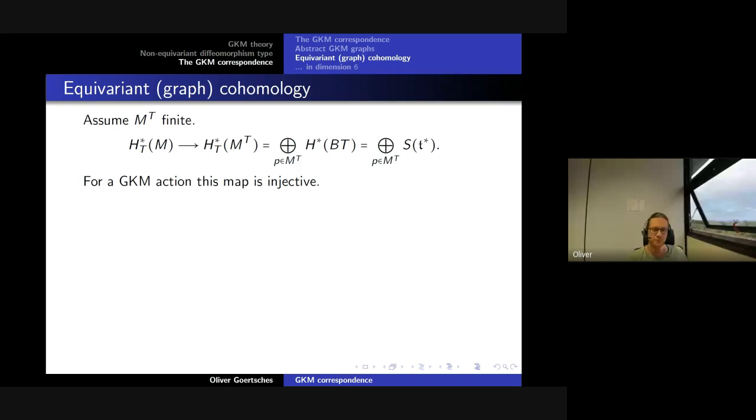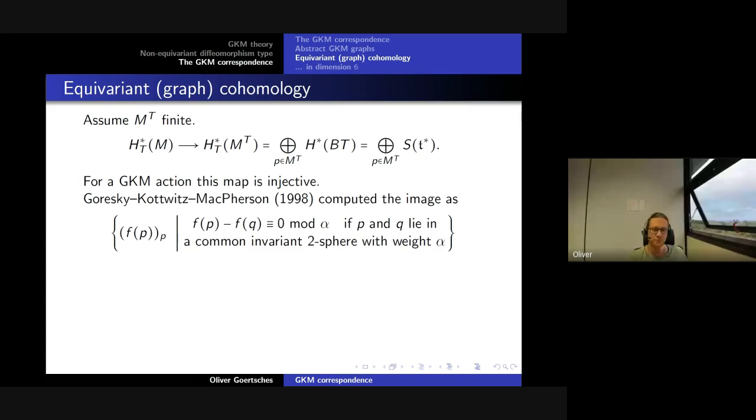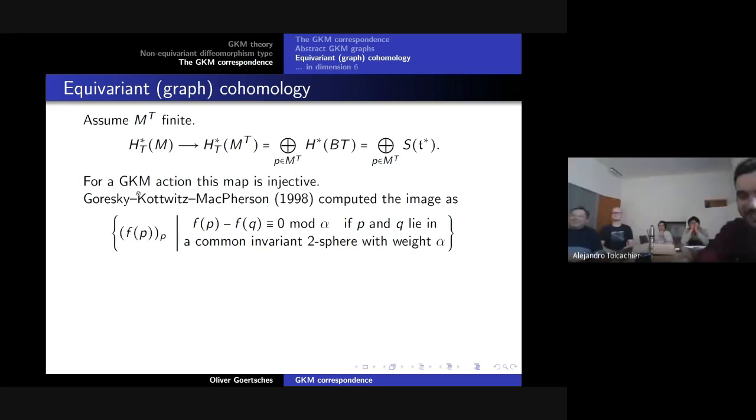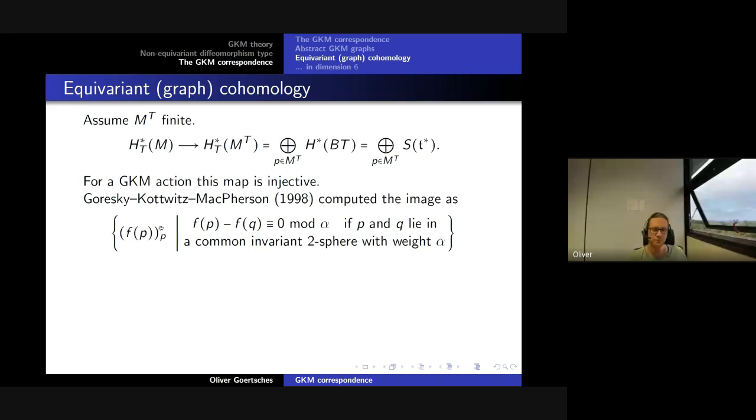For a GKM action, this map is injective. This follows from the standing assumption that the odd cohomology vanishes; odd cohomology vanishing implies that this map is injective. And then this is done in this paper by Goertsches and others, and McPherson. They computed the image of this map. They relied on some paper by Chang and Skelbred, which already related the equivariant cohomology of M to that of the one skeleton. And then essentially all they had to do is compute the equivariant cohomology of the one skeleton. But in this GKM setting, the one skeleton is just a union of two spheres, so essentially this is just a Mayer-Vietoris sequence. So the outcome is that the image of this map can be written down completely in terms of the GKM graph.